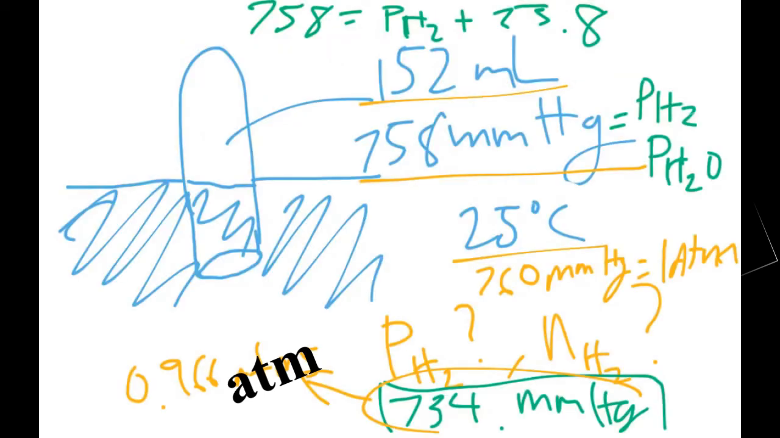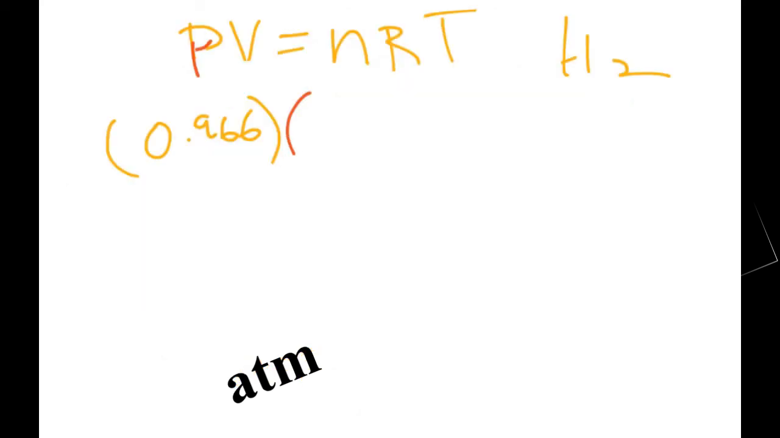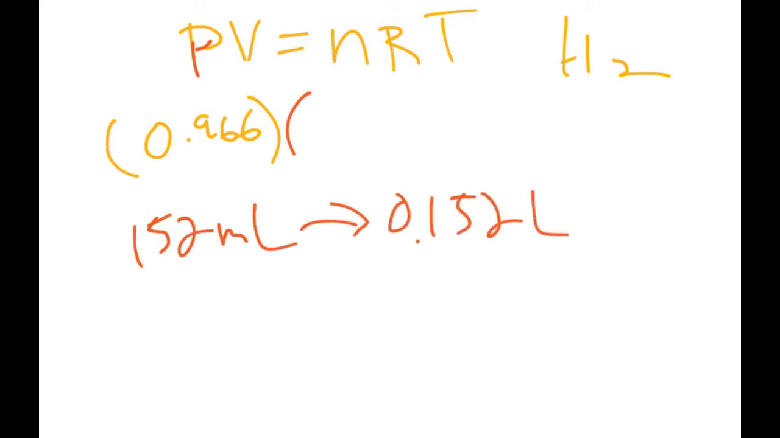So our volume, well, the volume of H2 gas is just the volume of this container, and the volume of the container is 152 milliliters. Now, 152 milliliters is also 0.152 liters if you convert from milliliters to liters. But a good way I like to do it is I like to move the decimal place 3 times to the left to convert to liters from milliliters, and it always works. So this is 0.152 liters.